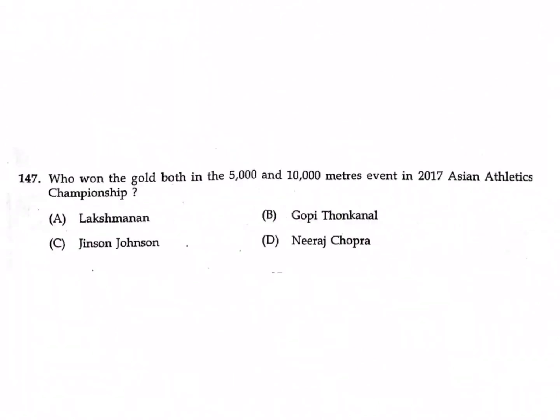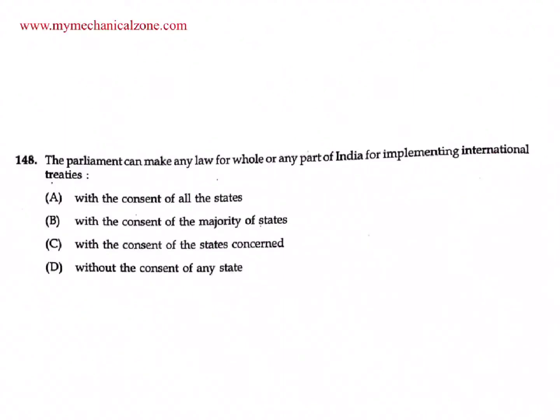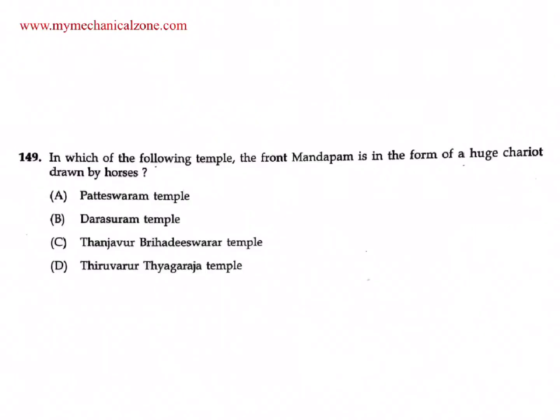And who won the gold? This is an old question, in the 2017 Asian Athletics Championship. Parliament can make any law for whole or any part without the consent of any state. Which of the following temples has the front of mandapam in the form of a huge chariot? Darasuram temple.